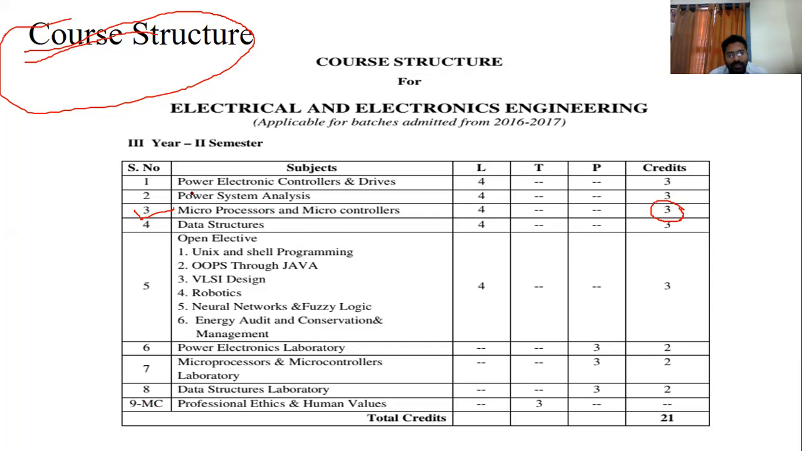In the third year, second semester, you have 9 different subjects, including labs. This is our laboratory also, the microprocessor and microcontroller laboratory, which will have 2 credits. In total, this semester you will get 21 credits if you pass all the subjects.